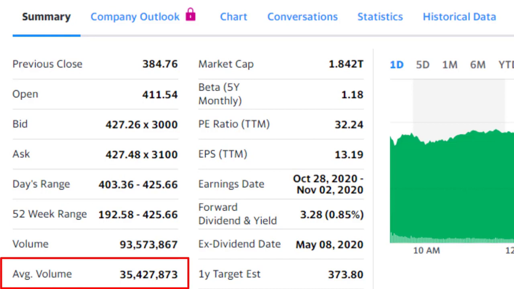In this example, Apple normally trades 35.4 million shares on a normal trading day. But on this day, Apple traded 93.5 million shares. This is a 164% increase in volume trading. Volume trading often impacts the price increase or decrease of a stock, as seen in this example.